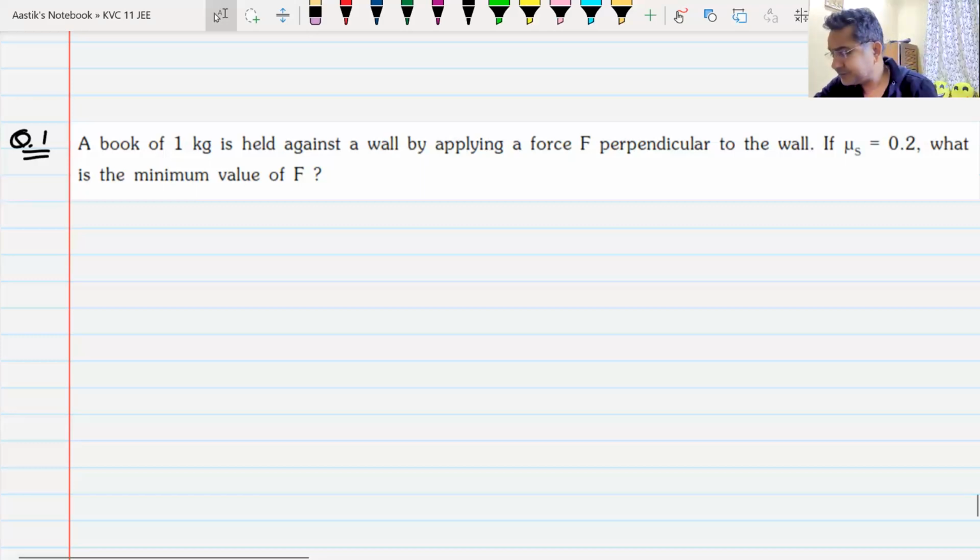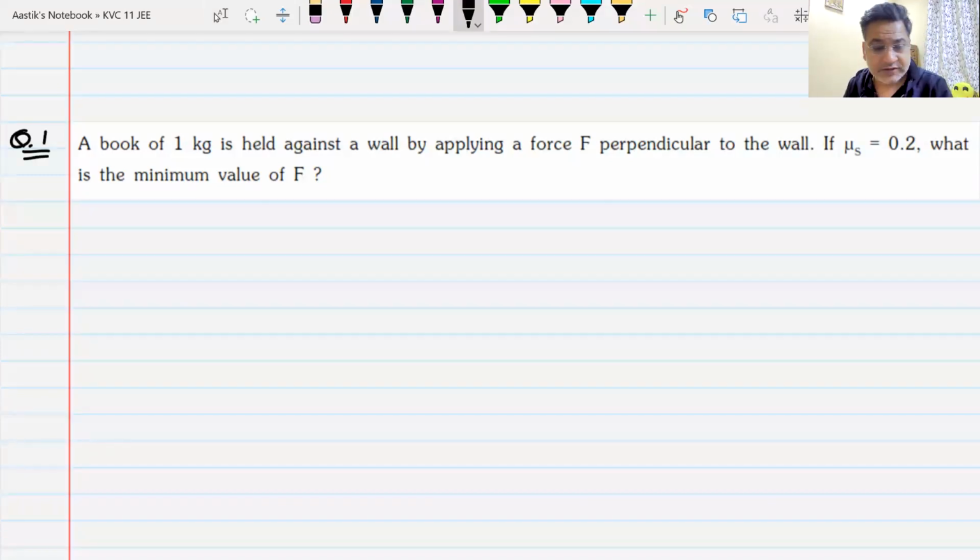Anyone? Could anyone get anywhere near this question? Does anyone have any idea what you have to do? No? Okay. Then I'll draw the free body diagram, and I hope that from that you will get some idea of what is supposed to be done.